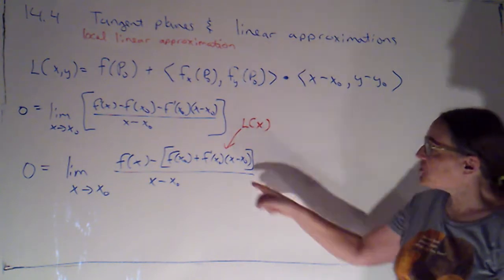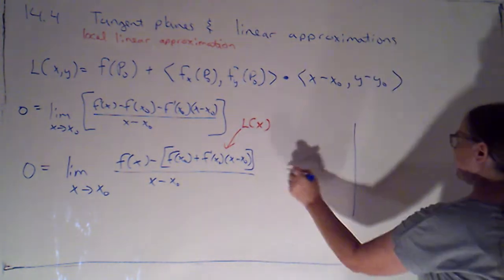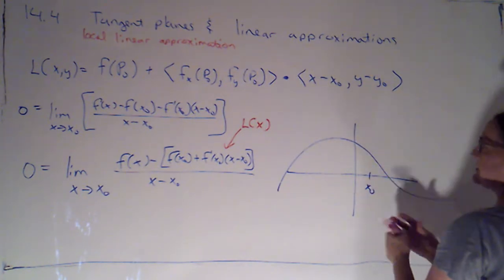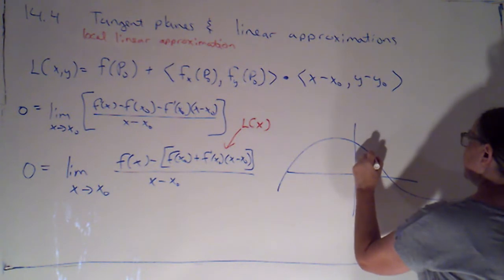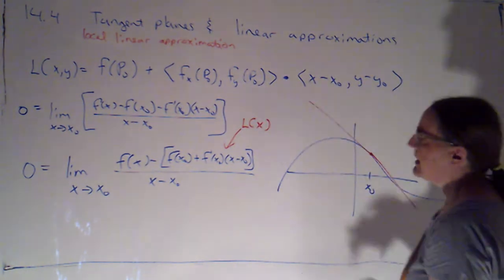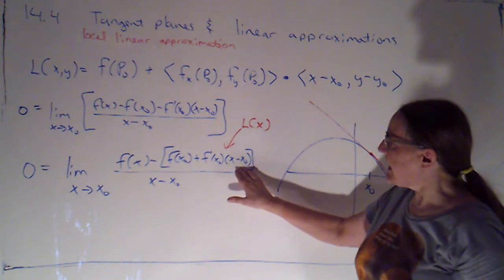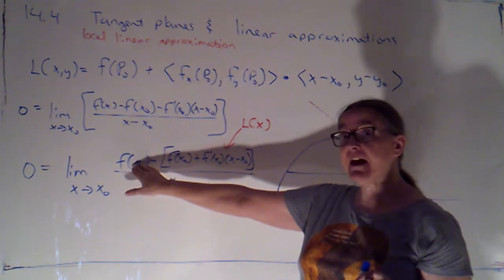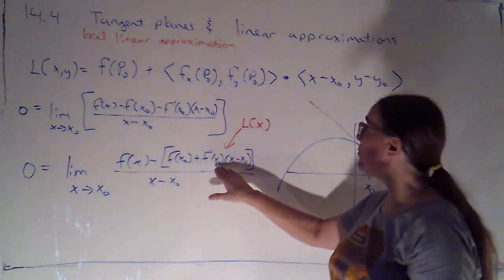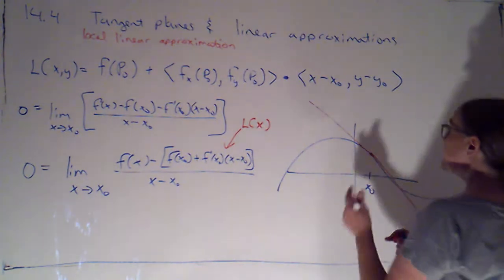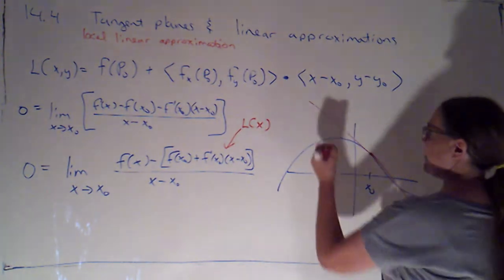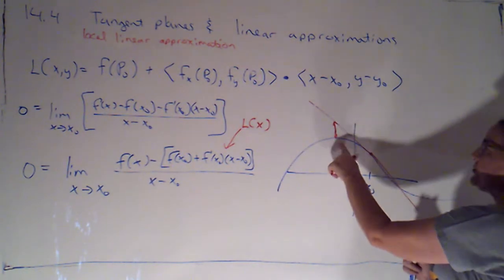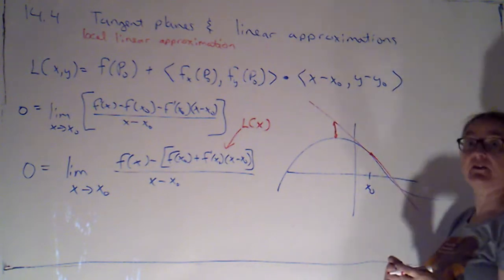So what's happening here is I'm going to just draw my tangent line here in red. This entire top here is looking at the gap between the y value on the curve and the y value on the line. So if I'm over here, it would be looking at this vertical gap between the y value on the curve and the y value on the line.